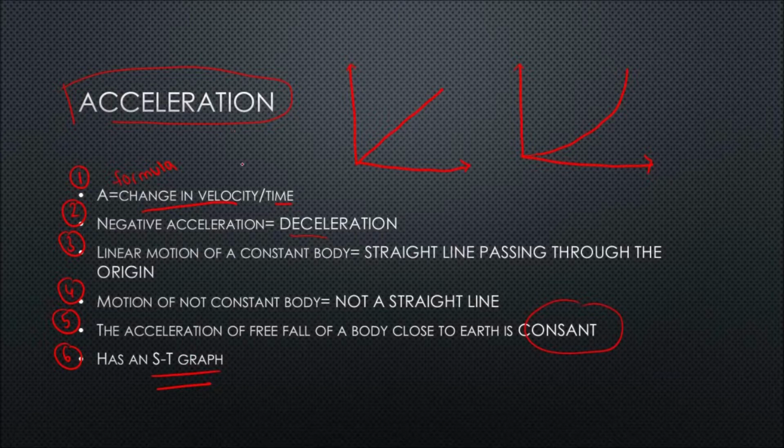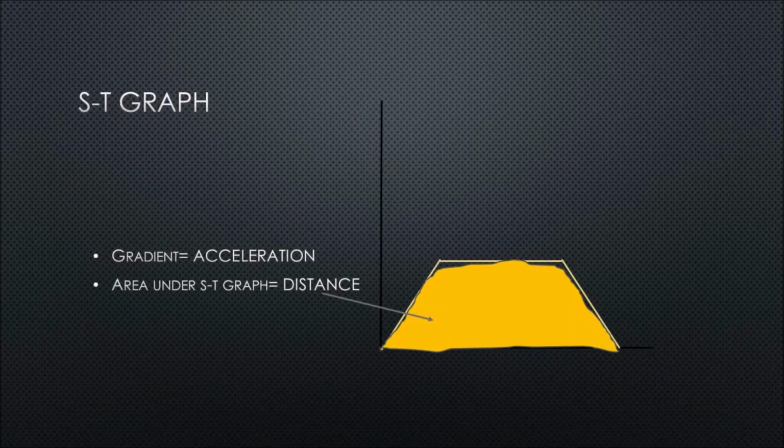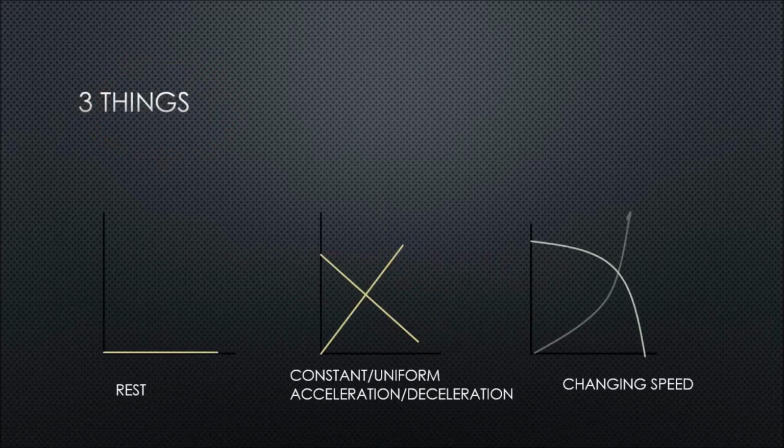And for acceleration, you have an ST graph. In an ST graph, the gradient or slope is used to find acceleration. Second, the area under the ST graph is the distance traveled. To find the distance traveled, you would just need to find the area using the mathematical formula.